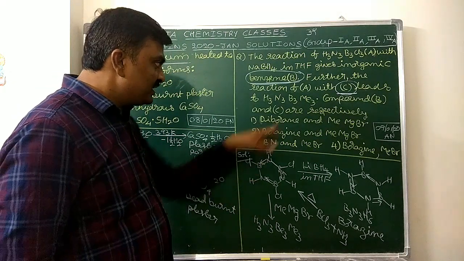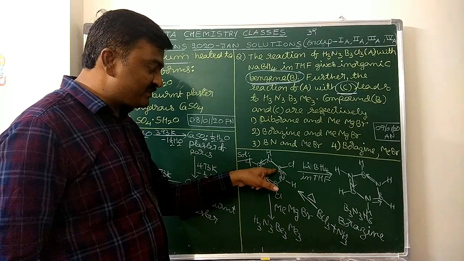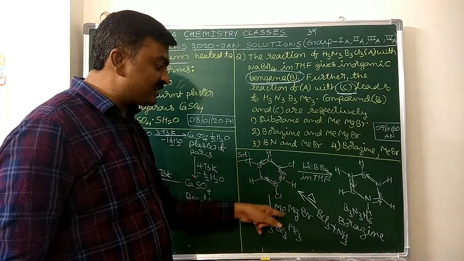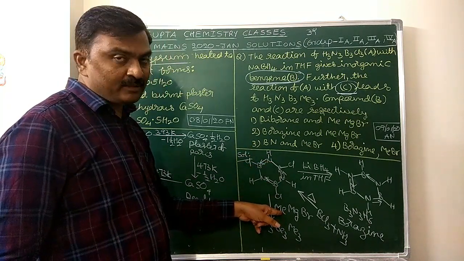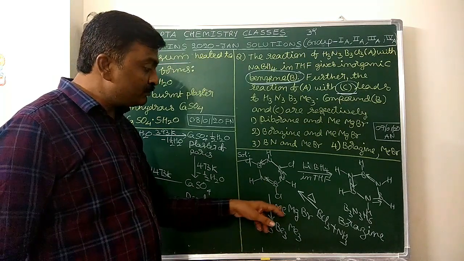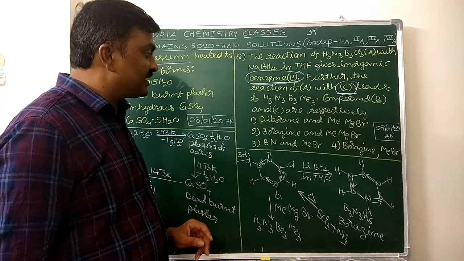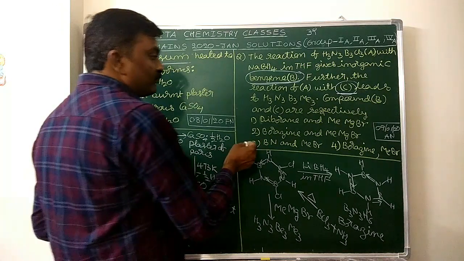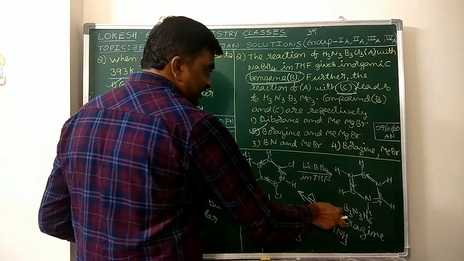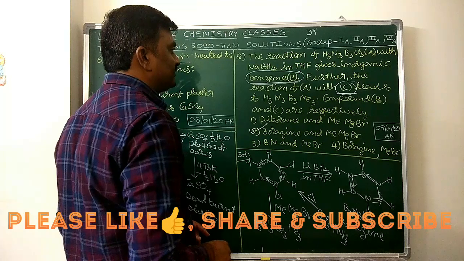Next, this compound is formed from this one. How? If you substitute Cl minus with Me minus, it is possible in the reaction with methyl magnesium bromide, the Grignard reagent. So what is the answer? Borazine and methyl magnesium bromide.